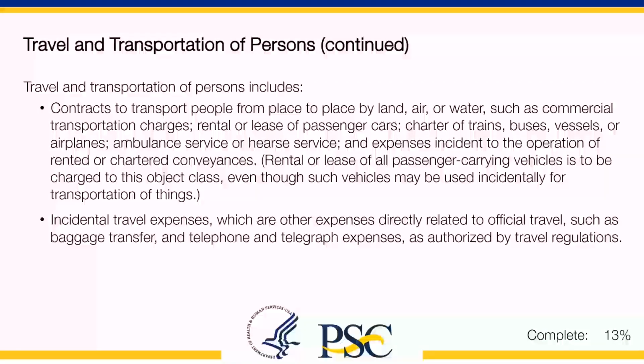Travel and transportation of persons includes contracts to transport people from place to place by land, air, or water, such as commercial transportation charges, rental or lease of passenger cars, charter of trains, buses, vessels, or airplanes, ambulance service or hearse service, and expenses incident to the operation of rented or chartered conveyances. Rental or lease of all passenger-carrying vehicles is to be charged to this object class, even though such vehicles may be used incidentally for transportation of things. Incidental travel expenses, which are other expenses directly related to official travel, such as baggage transfer, and telephone and telegraph expenses, as authorized by travel regulations.